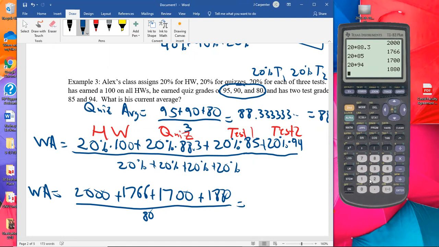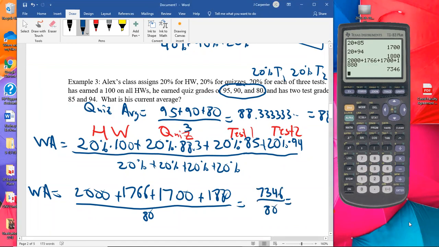If we add up those numbers, the 2,000 plus the 1766 plus 1700 plus 1880, sounds like we're going through history dates, we get 7346. And when we divide that by 80, we get 91.8. And that is in the ballpark of 92 that I believe I suggested. Maybe your teacher rounds up to a 92, maybe they keep it a 91.